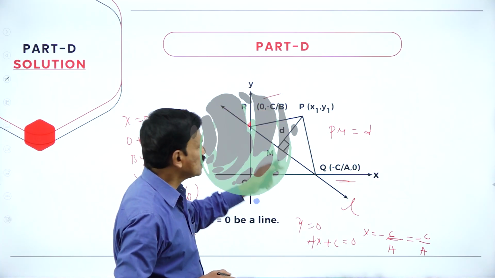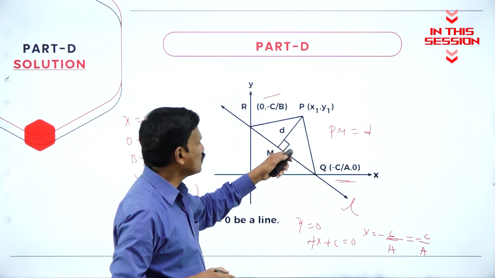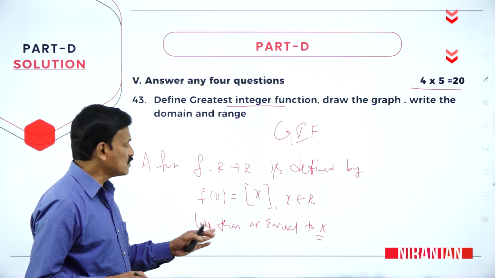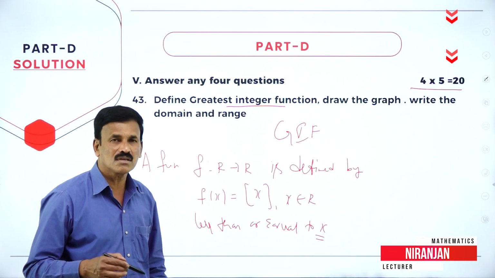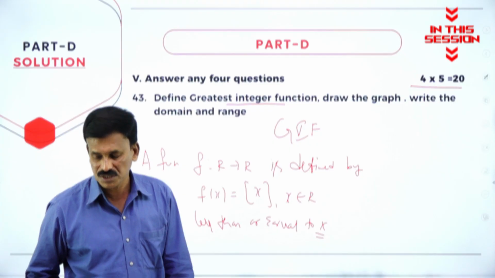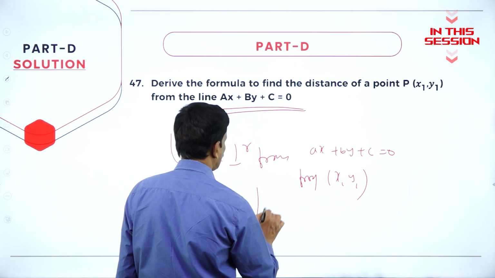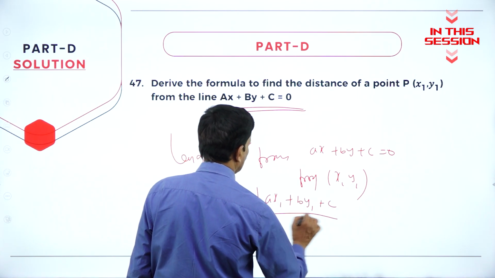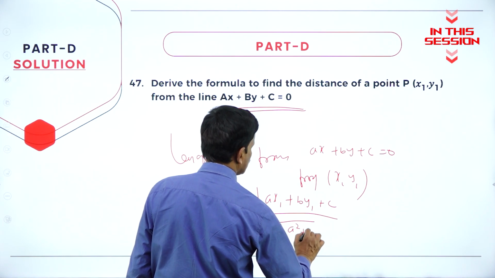Just to find out the distance, use the distance formula, and to find the area, use the area of a triangle formula. The values of x which are lesser than or equal to x are called the greatest integer function, right? The length of perpendicular, you know the formula for the length of perpendicular is (ax1 + by1 + c) divided by root of a square plus b square.